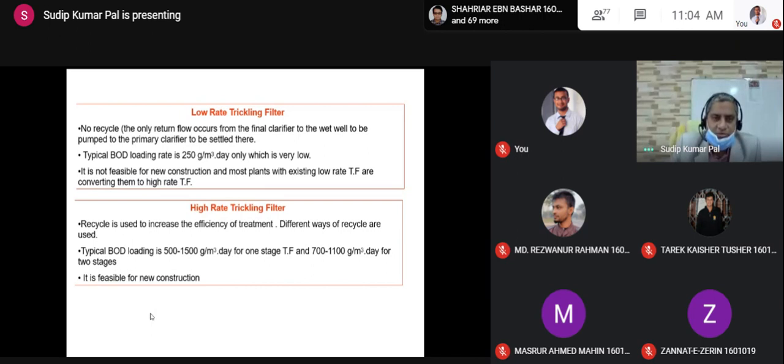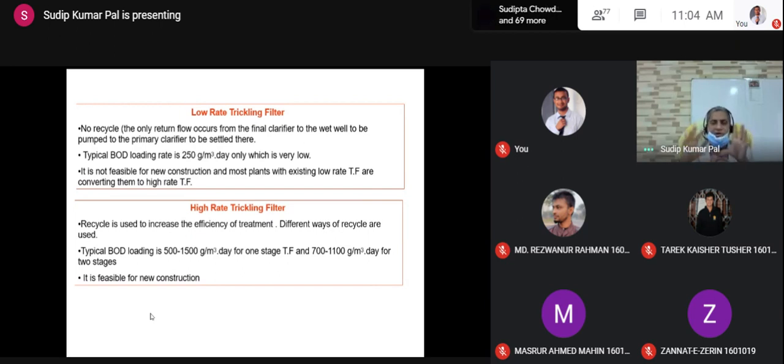It is not feasible for new construction, and most plants with existing low rate are converting them to high rate trickling filters. So for high rate trickling filter, on the other hand, recycle is used to increase the efficiency of the treatment. Sometimes recycle works better because there are different ages of bacteria, which we can discuss in the activated sludge system as well as in the waste stabilization pond system. Then different ratios of recycles are used depending on the designer's choice. And BOD loading rate is quite high, as you can see, 500 to 1,500 for single stage, and 700 to 1,100 for two stage.